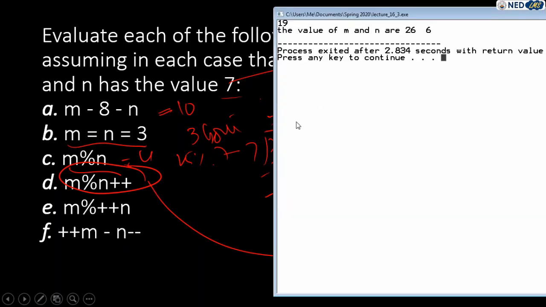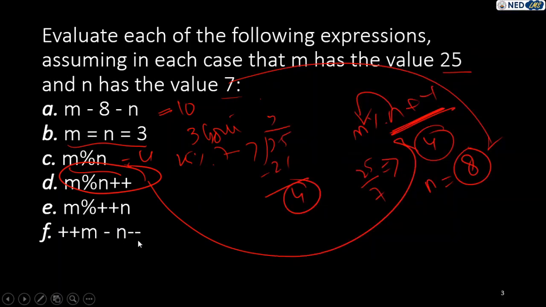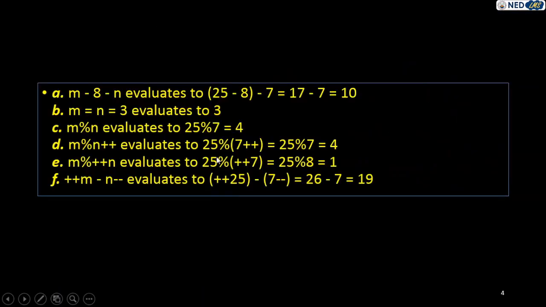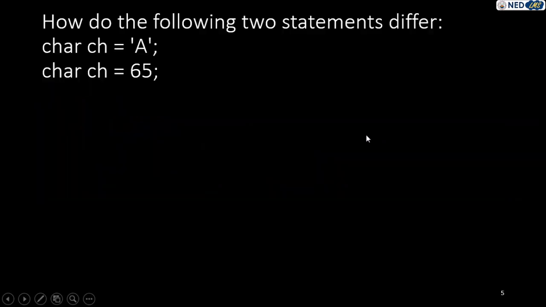And now the value of m, since it was incremented, went from 25 to 26, and the value of n after running this statement has been decremented, so we are seeing the value of n as 6. And here are the solutions. So watch out, within these brackets, this is a special operator. Here m is incremented first and then used, and n is used first and decremented later. So 7 is used first and decremented later, which is the result we have seen so far.